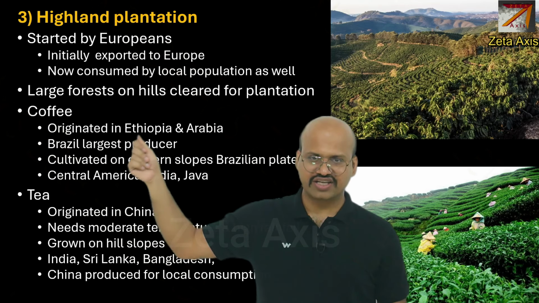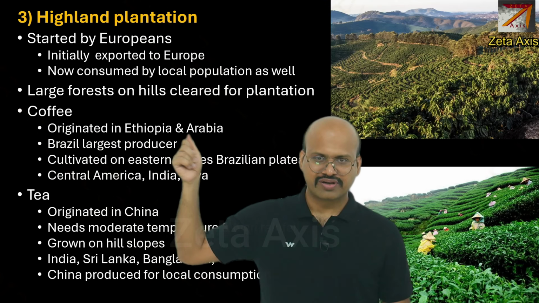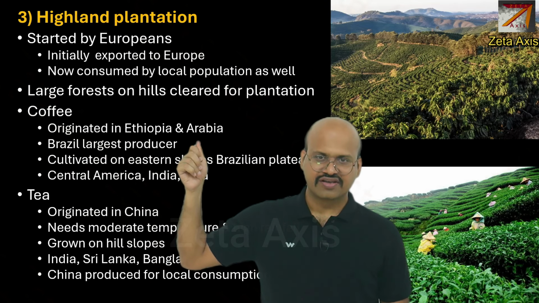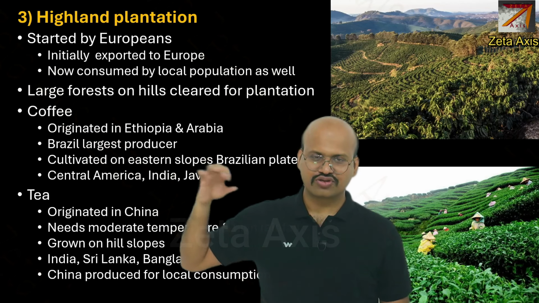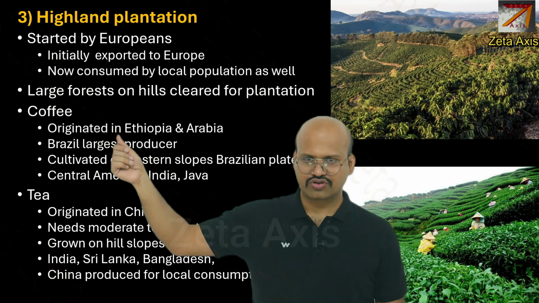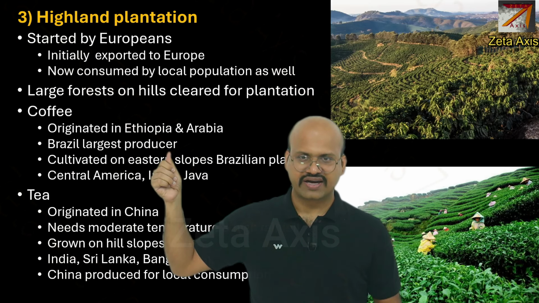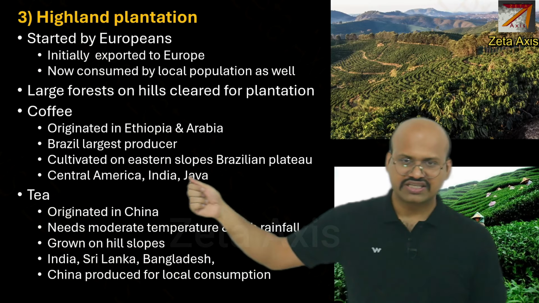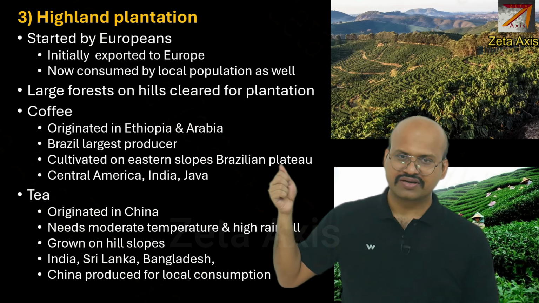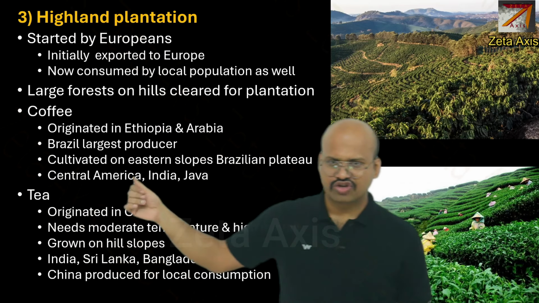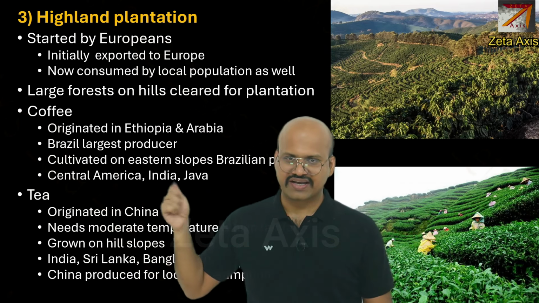It originated in Ethiopia and Arabia. Remember, these are African countries and this is the Asian country, so this is where it was first originated. Brazil is the largest producer of coffee currently, and it is cultivated on the eastern slopes of the Brazilian plateau. It is also grown in Central America, India and Java.